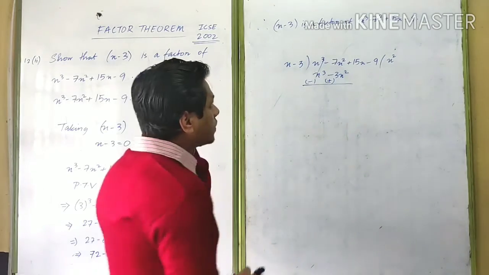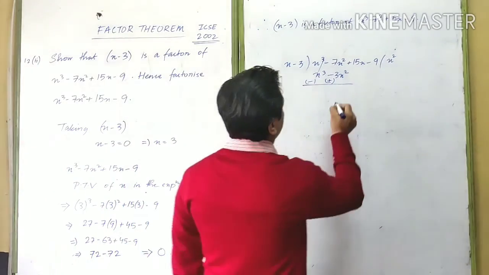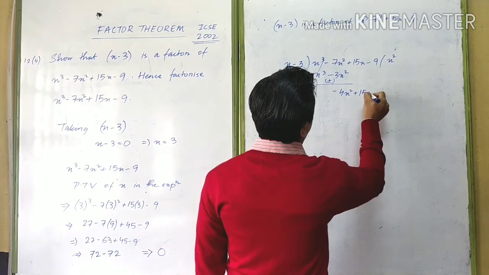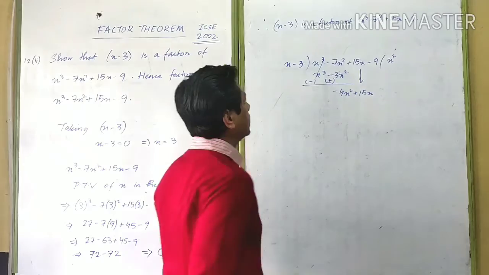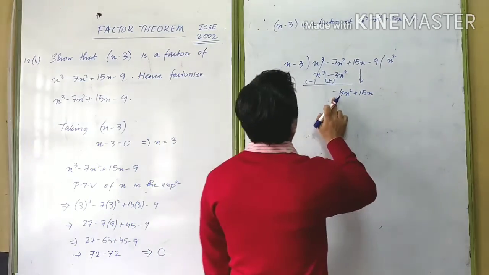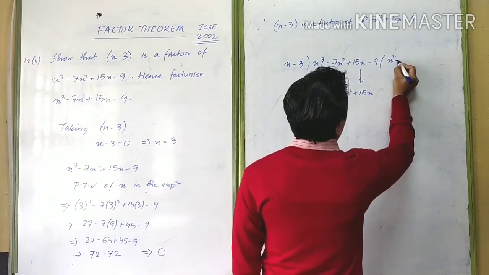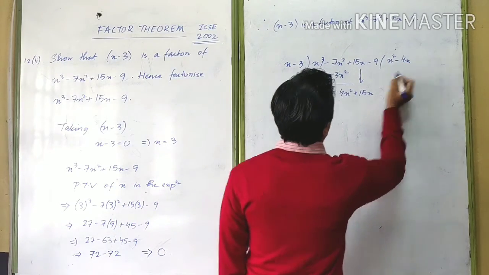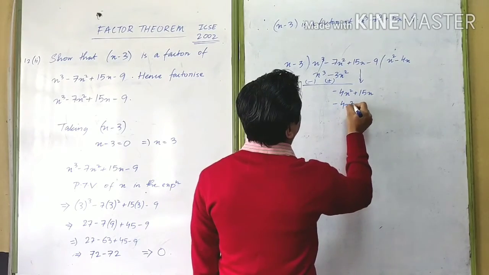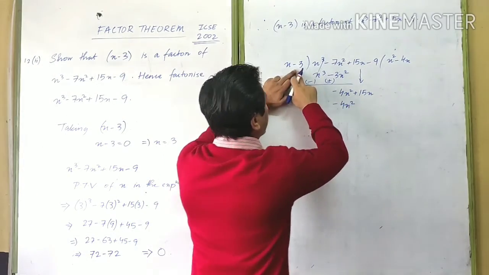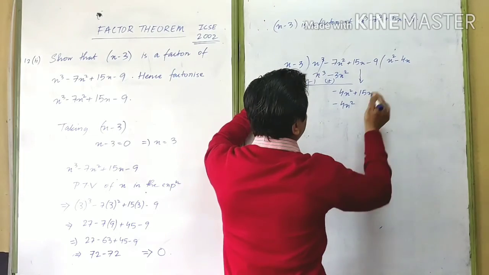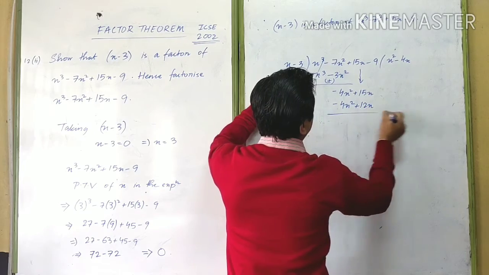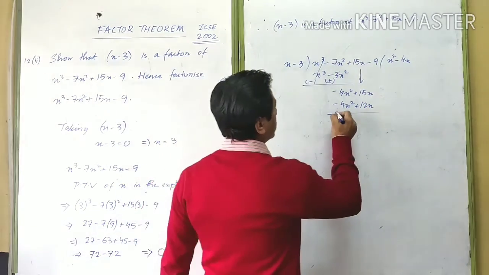x cube and x cube get cancelled. I'm left with minus 4x square plus 15x. I bring this number down here. Now there's a negative sign here, so I'll put one negative sign here. So x into 4x times gives me minus 4x square. Now again I'll multiply with the second term of the binomial. Minus into minus gives me plus. 3 into 4 gives me 12, and into x gives me 12x. Again I will change the sign.